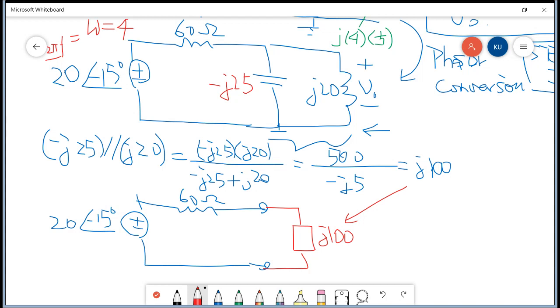And for this case, VO is the cross voltage, or the voltage difference between this point and that point. Which means that VO is the voltage difference between these two points. And in this case, you can write VO to be 20 angle minus 15 times j100 over 60 plus j100.